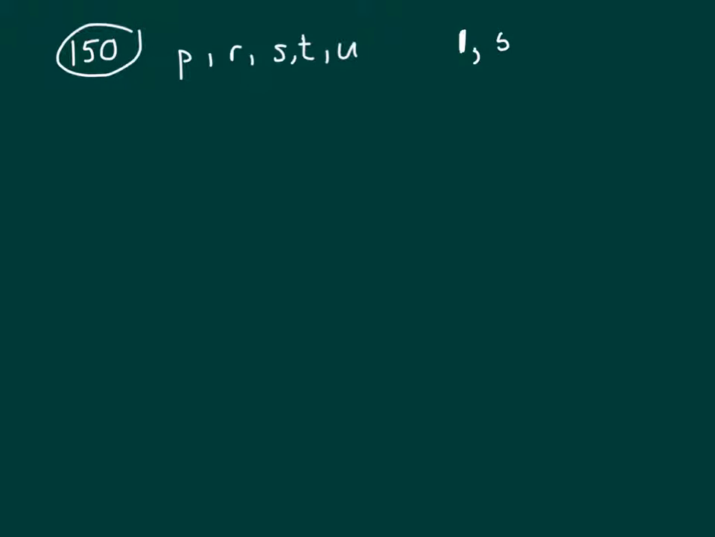So 1 plus 4 is 5. Now 5 plus 4 is 9, and then 9 plus 4 is 13. Now what I want you to notice is 5 minus 1 is 4, 9 minus 5 is 4, and 13 minus 9 is 4. All the differences will be the same.